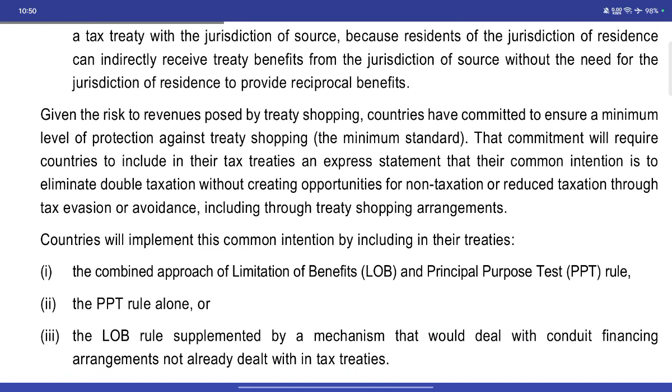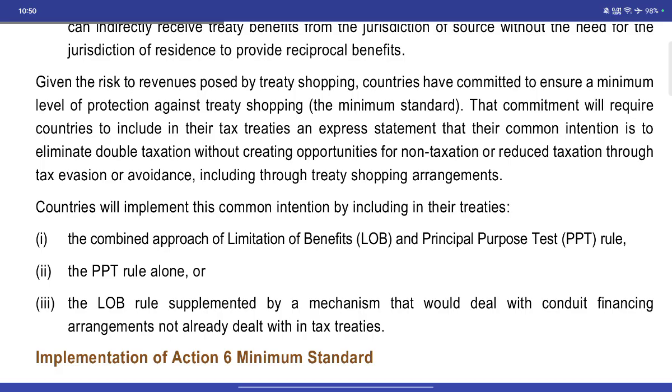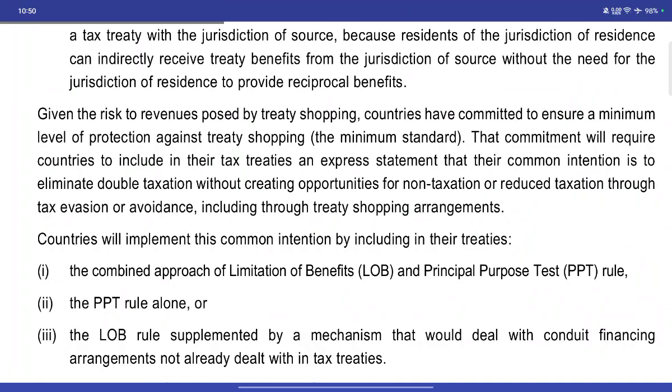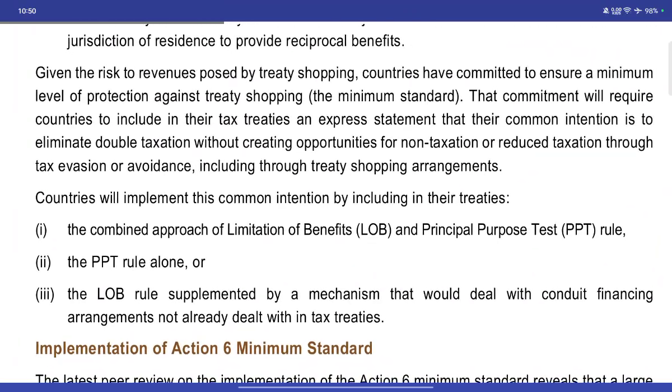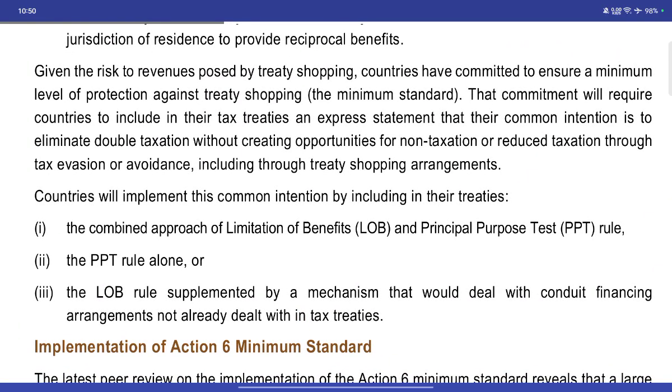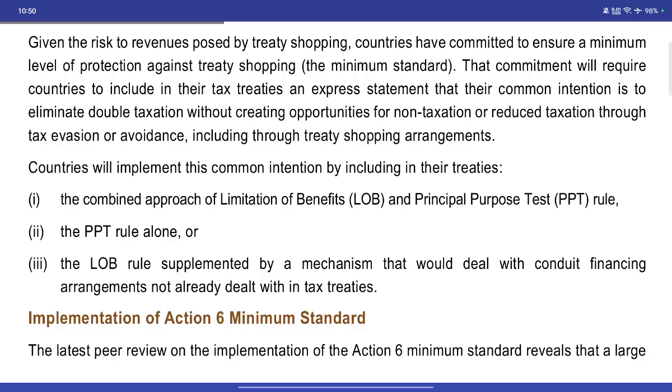Given the risk of revenue loss posed by treaty shopping, countries are committed to ensuring a minimum level of protection against treaty shopping as a minimum standard. The commitment requires countries to include in their tax treaties an express statement of a common intention to eliminate double taxation without creating opportunities for non-taxation or reduced taxation through tax evasion or avoidance, including through treaty shopping arrangements.